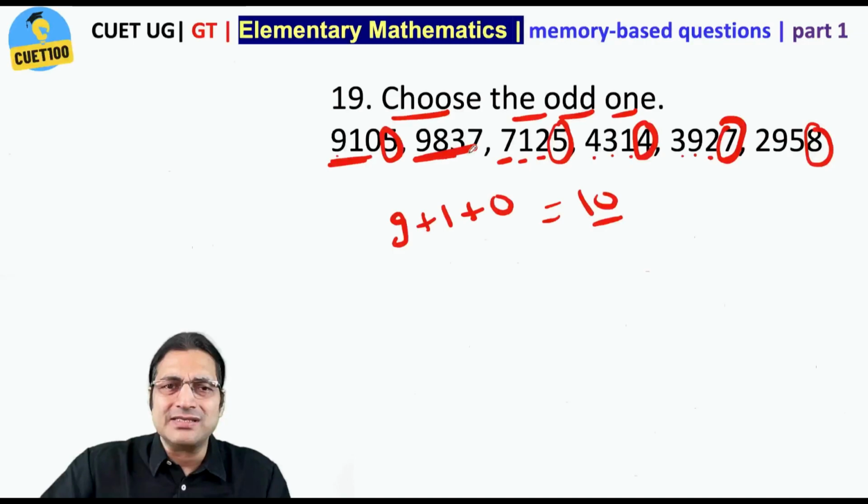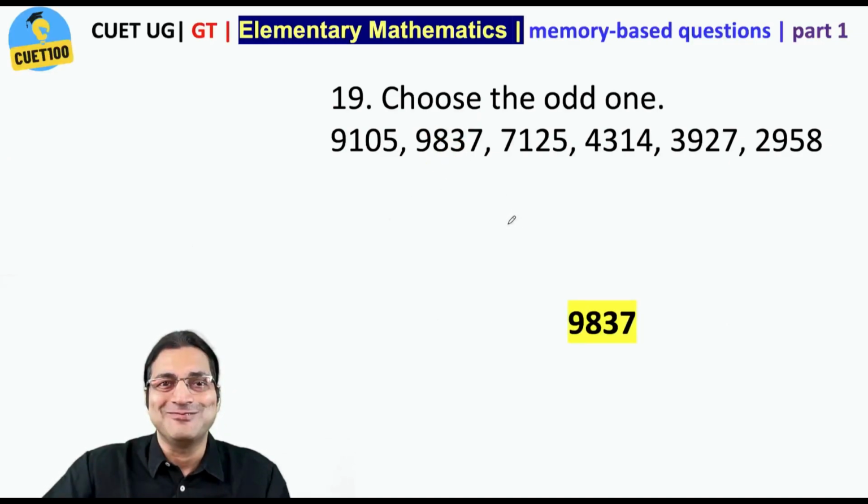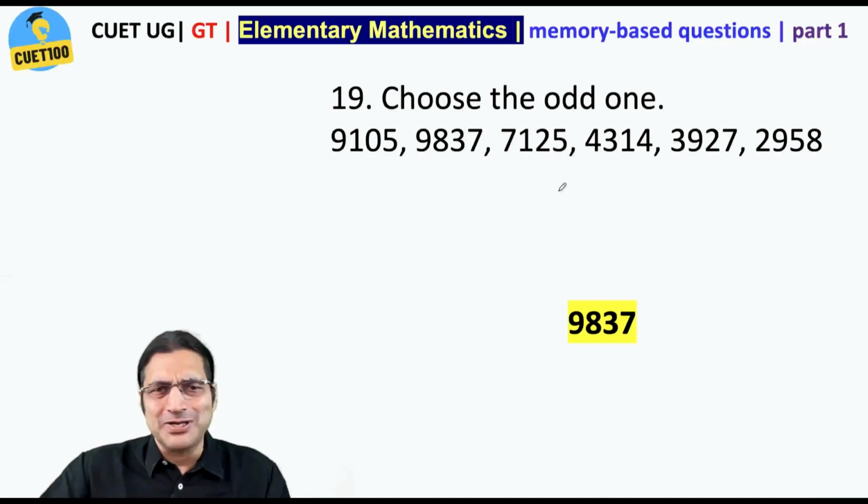But here in this number, 9 plus 8, 17 and 3, 20. And 7 is not half of 20. Alright. So, my odd one out is 9837. And it's a very difficult question, I believe. Isn't that? Once you get to see the solution, it appears to be very simple, but believe you me, this is not the case and this is my personal experience.